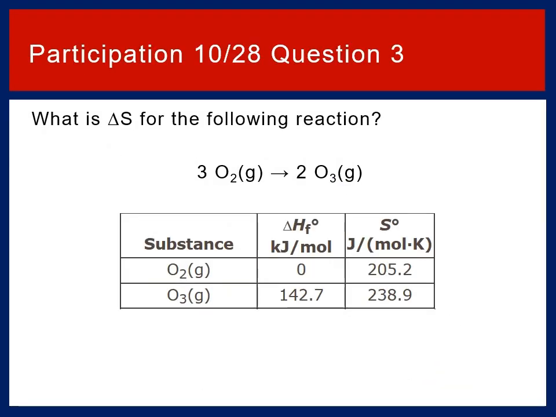Participation 1028, question 3. What is delta S for the following reaction? 3 O2 gas becomes 2 O3 gas, and there's some reference information to help you answer the question. This is the third question on participation 1028, due Tuesday, October 28th at 11:59 p.m. over on Blackboard. Link to the assignment is right below the links to these videos. The reaction is 3 oxygens becoming 2 ozones, and you have this useful information down here in the table that will be necessary to answer this question.